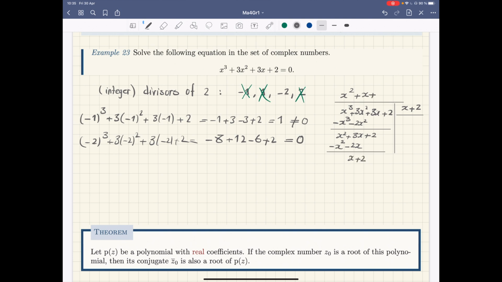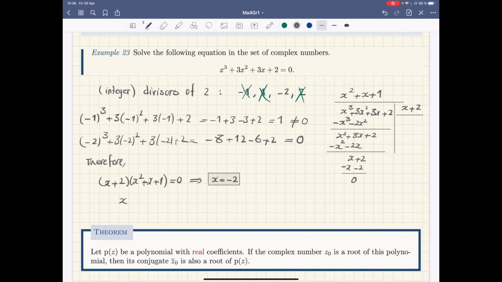The next one is positive 1. Okay, as predicted. And then, of course, therefore, the equation is what? We have x plus 2 multiplied by x squared plus x plus 1 equals 0. Of course, this gives one of the answers that I'm already aware of. So it becomes minus 2. So that's not a big surprise.